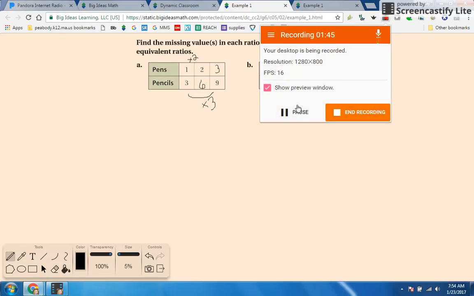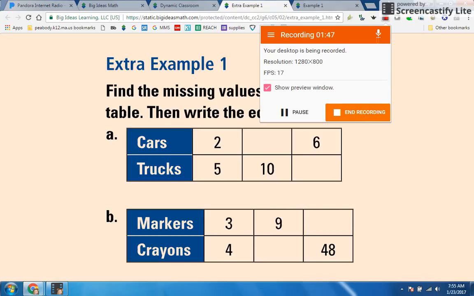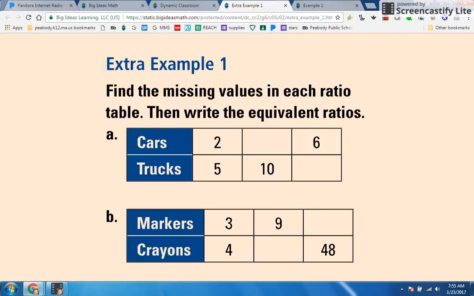So I'm going to give you guys one to try. All right, so I'm going to have you pause and try this one. So I want you to actually draw out the ratio table like they have with all the numbers and then figure out the blanks. So you're either multiplying or dividing, but it's always from the original 2 numbers to figure out the missing number. So pause and see if you could give this one a try.